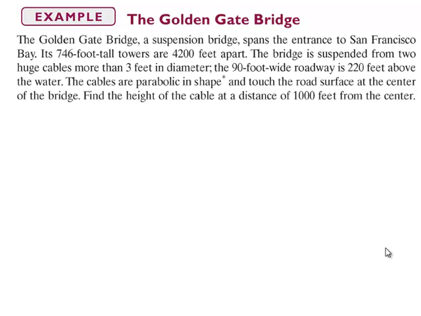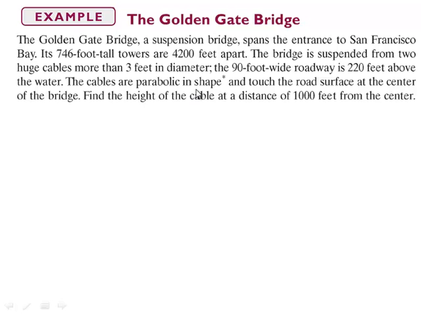So let's take a look at it. I would probably beg to differ on some of these details, but they're roughly correct. We've got 746-foot tall towers, which are 4,200 feet apart. The bridge is suspended from two huge cables, more than 3 feet in diameter. The 90-foot wide roadway is 220 feet above the water. Of course, that depends on the tide and the water level, but that's okay.